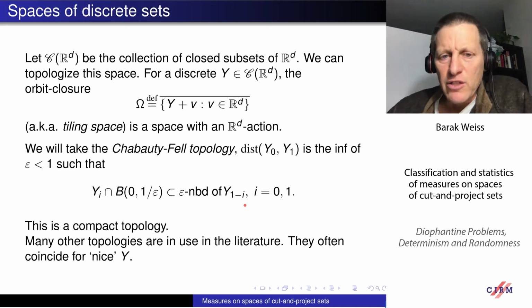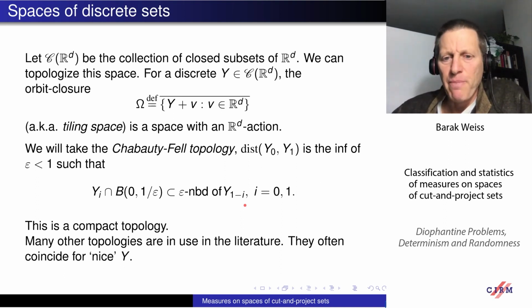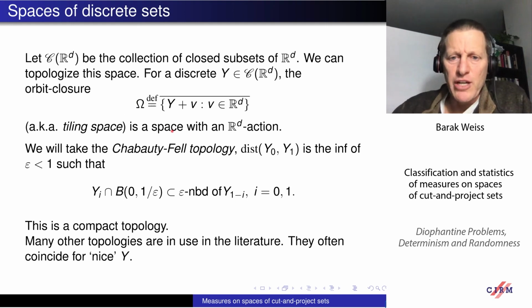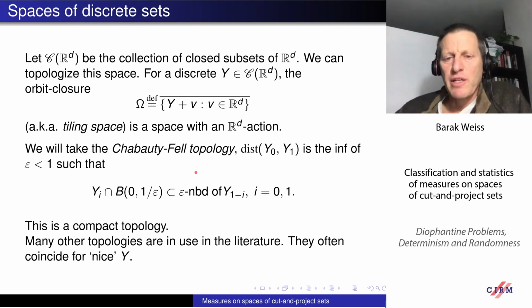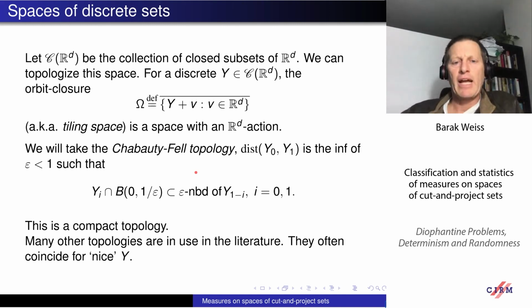And if you look at the space of closed sets, with this metric it becomes a compact metric space. And the closure operation that I'm mentioning here could be taken with respect to this particular metric. The metric itself doesn't play an important role in what I'm going to say, but it's the easiest metric to define. And when sets are nice, for example, discrete sets with certain properties like finite local complexity and so on, many of you are probably familiar with those settings, this topology coincides with the other topologies that people use in the literature. So this is not an exotic topology, it's the natural topology to use.